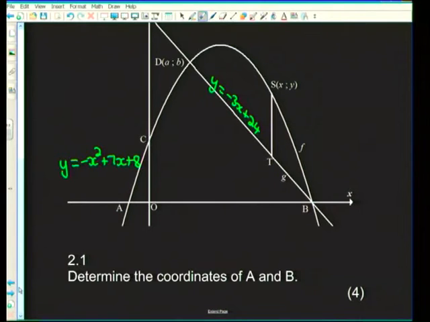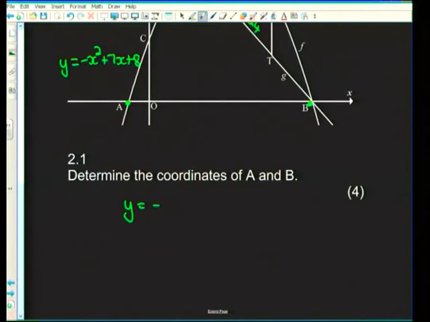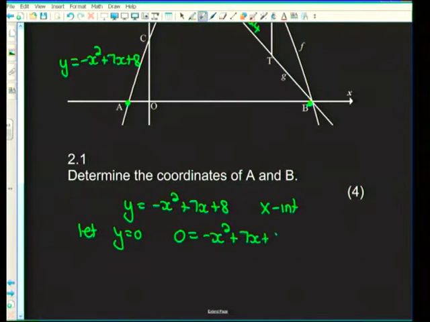Now the first question says, determine the coordinates of A and B. This is not hugely different from the first question because A and B are my x-intercepts. But what is different is we are now finding the x-intercepts of the parabola, and that's no problem because we've got the equation of the parabola. So let's jot it down. It's y equals minus x squared plus 7x plus 8. And we want the x-intercepts, so we are going to let y equals 0. So 0 is equal to minus x squared plus 7x plus 8.